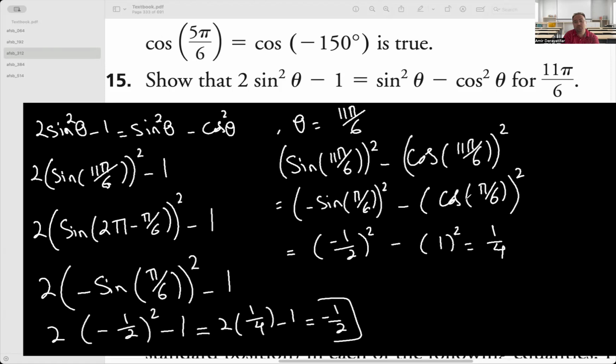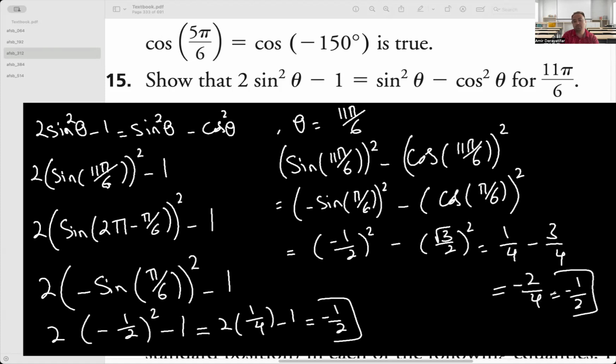Wait a second, am I making a mistake? Cosine of pi over 6, sorry. Why did I put a 1? Cosine of pi over 6 is what? Cosine of pi over 6 is cosine of 30 degrees, which is √3/2. Just double check. Am I doing it correctly? I'm doing it quickly. Pi over 6, which is √3/2 squared. Okay, yeah, that would be 1/4 minus 3/4, which is going to be negative 2/4, which is negative 1/2. So we just showed that the left side equals the right side.